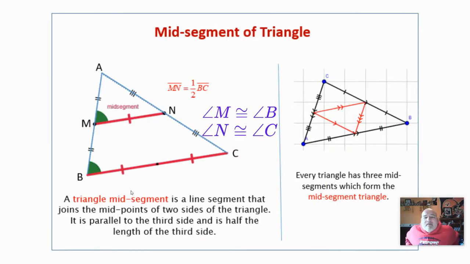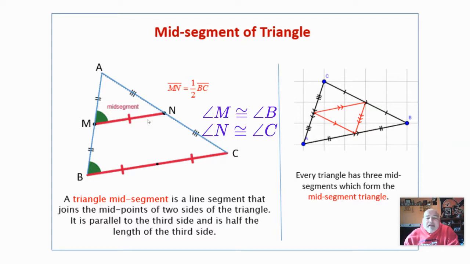So a midsegment, as we learned yesterday, is a line that joins the midpoints of any two sides of a triangle. Remember the two observations I wanted you to figure out? It's parallel to the third side, and it's half the length of the third side.